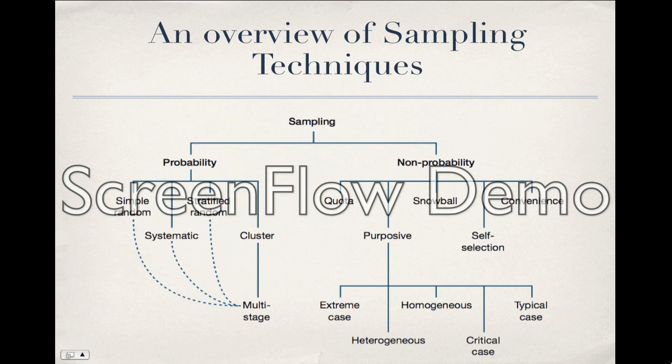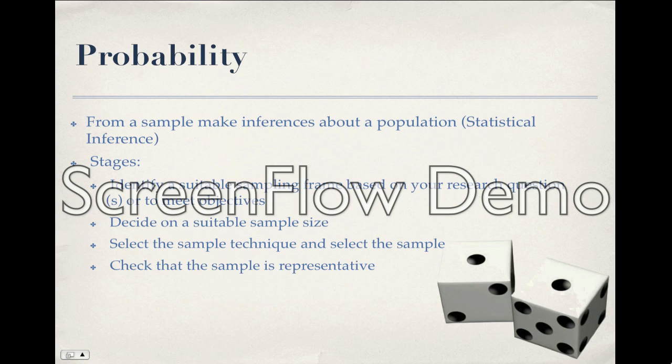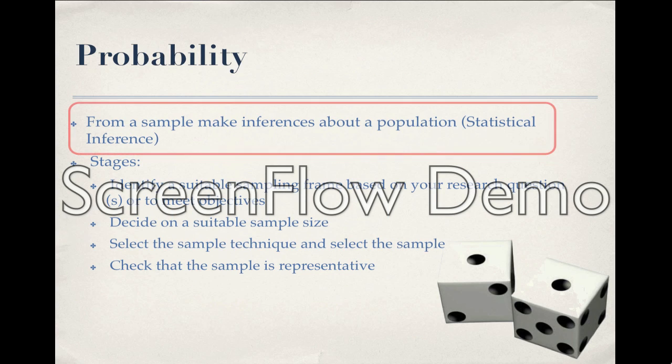So here's an overview of sampling techniques. There are two types, probability and non-probability. Probability is when, by following certain rules, you can generalize the results of a sample of the population to the entire population, meaning that by researching just a few members of this population, you can generalize and say that that's the result of the entire population.